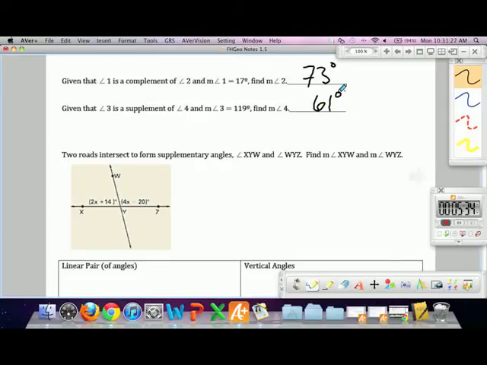How about this example? What if two roads intersect and form supplementary angles, XYW and WYZ. Find each of those two angle measures. What are we going to need to do that? What do you think is something we could use? Joel? Well, we can make an equation like 2x plus 14 plus 4x minus 20 equals 180, because supplementary means it equals 180.